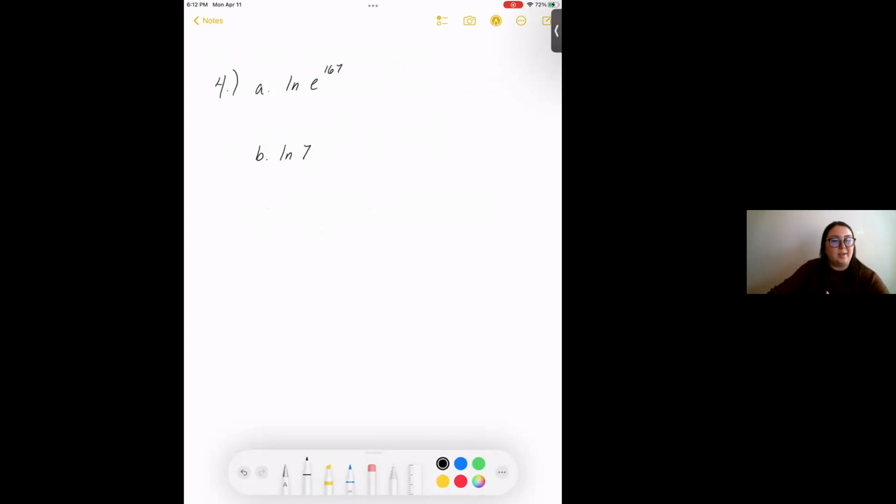All right, so here we are. Problem 4, we've got part A, the natural log of e to the power of 167, and part B, natural log of 7. Starting with part A, what we're looking at here is the inverse function. We're taking the function of itself. We're saying the natural log of e raised to some power. The natural log of e is log base e. So we're saying log base e of e to some exponent. The answer is always that exponent.